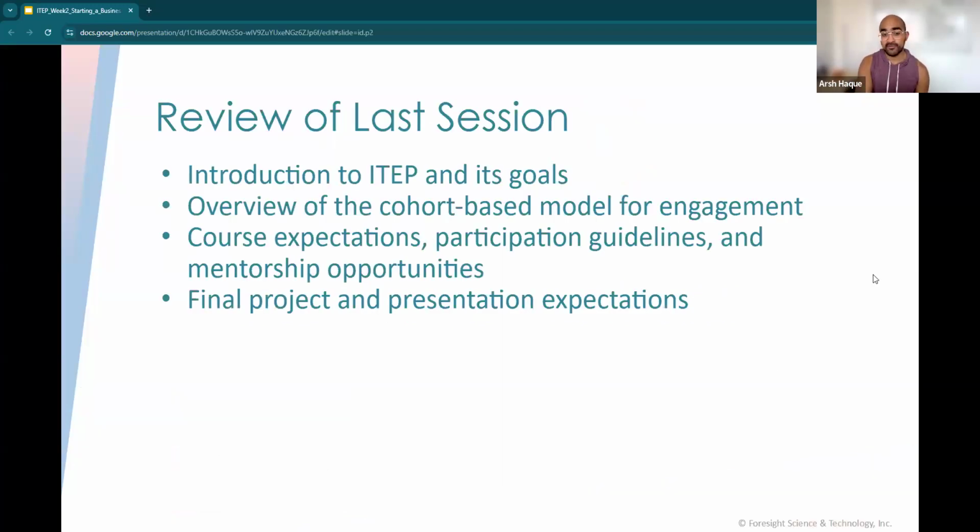Last week reviewed ITEP overall, the cohort-based model, how the various constituent elements of the cohort and Slack and mentors and presentation work. If you need a reminder on any of those items, particularly the Q&A at the end is a nice place to get refreshed, or most of us are available on Slack and pretty responsive there.